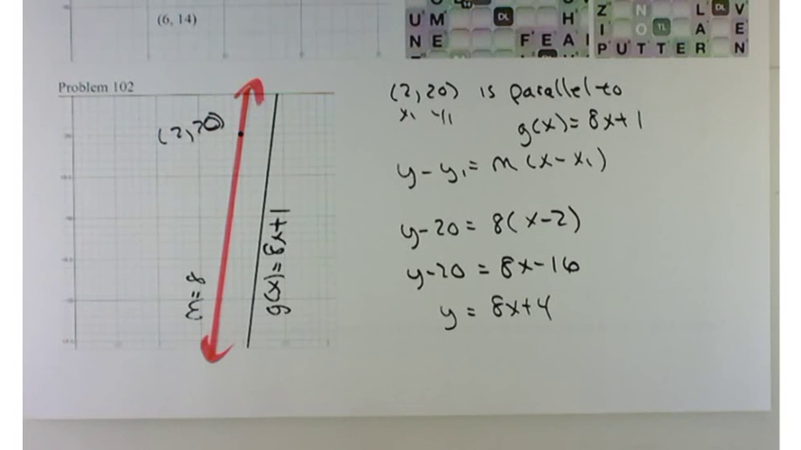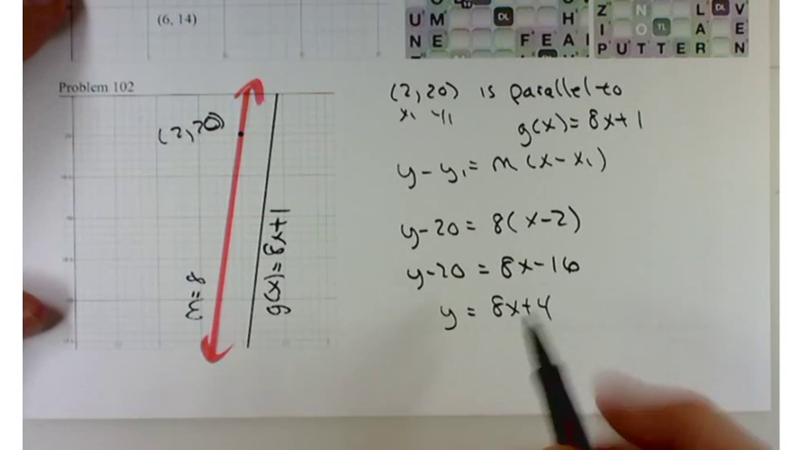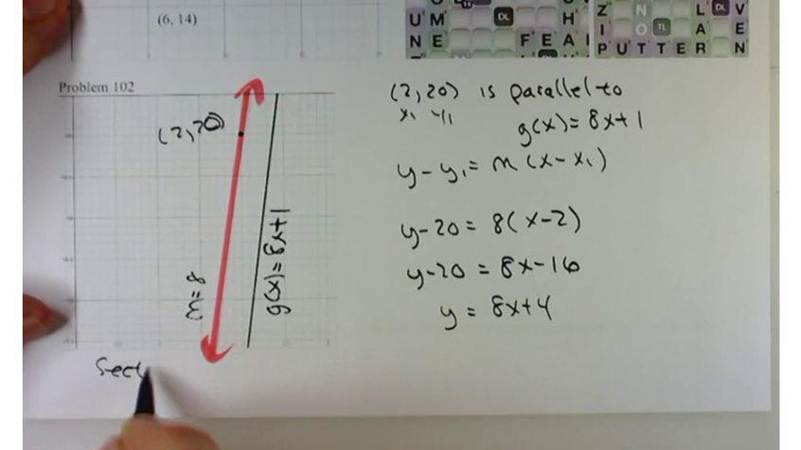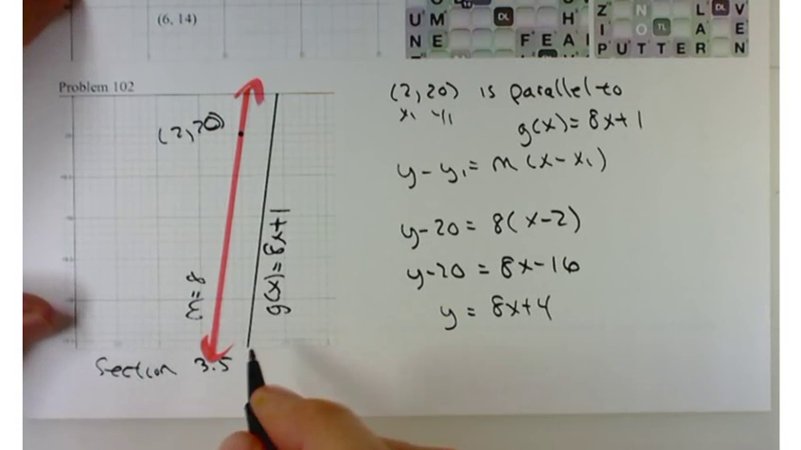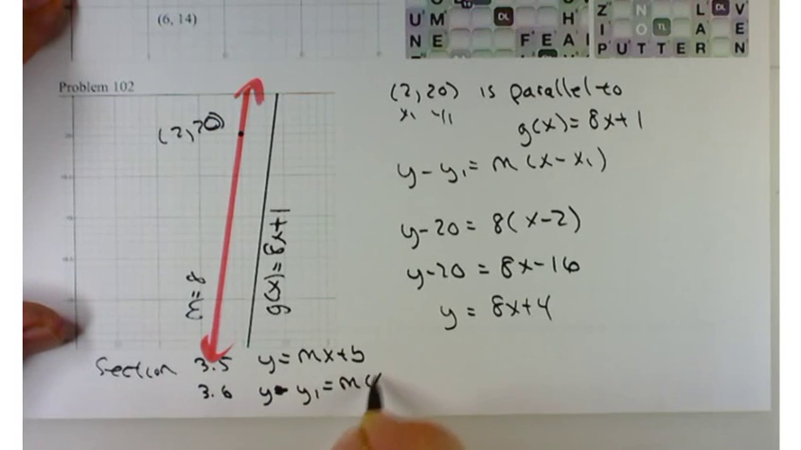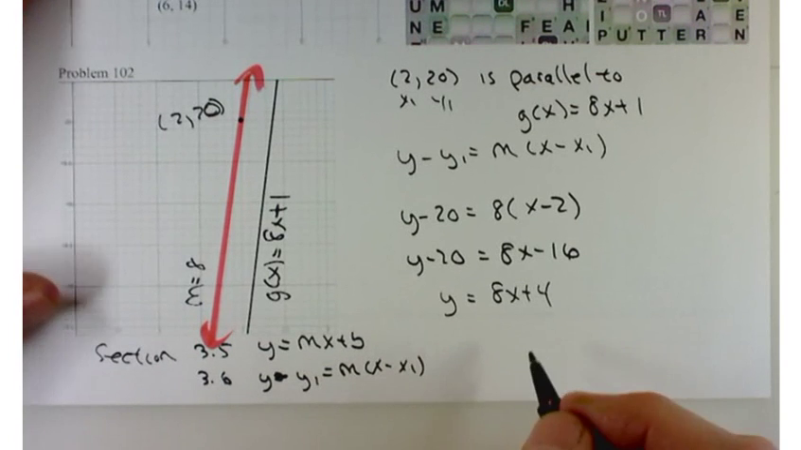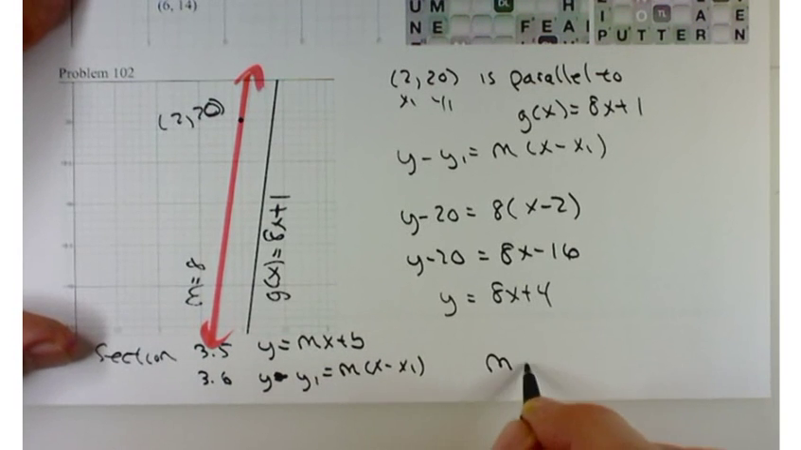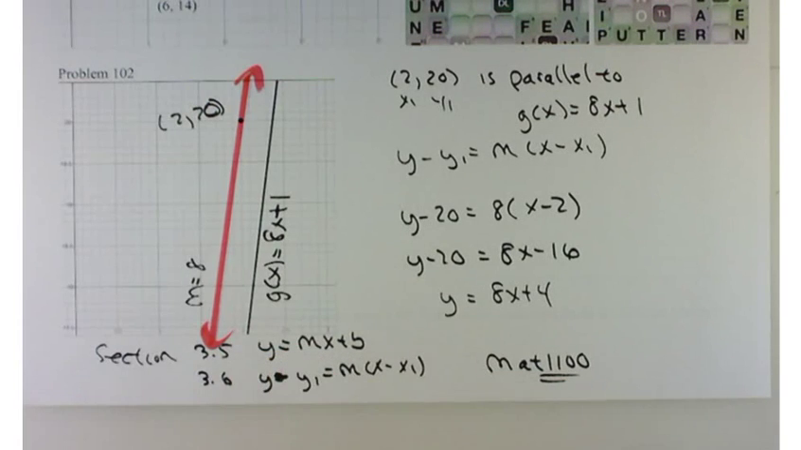If you need extra help with some of these ideas, section 3.5 will give you help with y equals mx plus b, and 3.6 can give you help with y minus y1 equals m times x minus x1. You can search around for videos on YouTube. My Math 1100 course should have videos that correspond to both of those, so if you want a little extra help, you can do it that way.